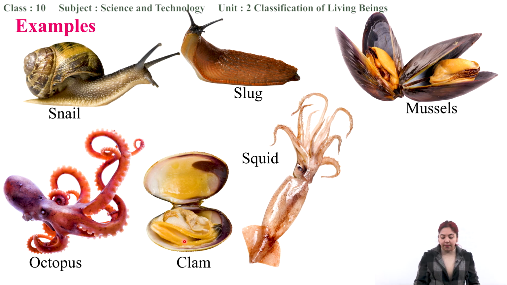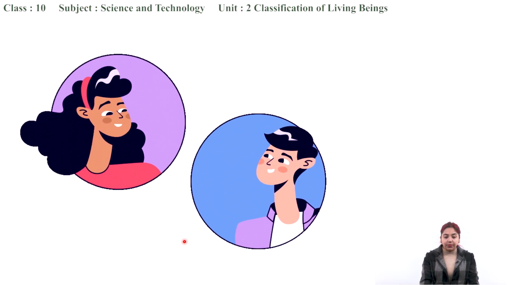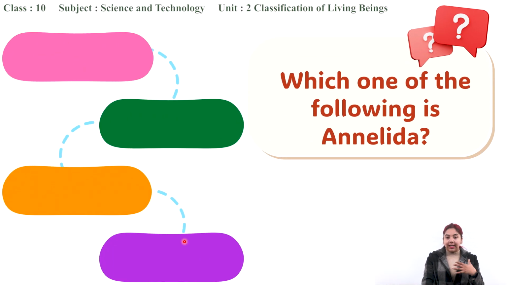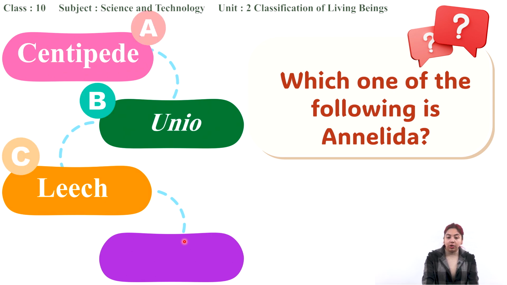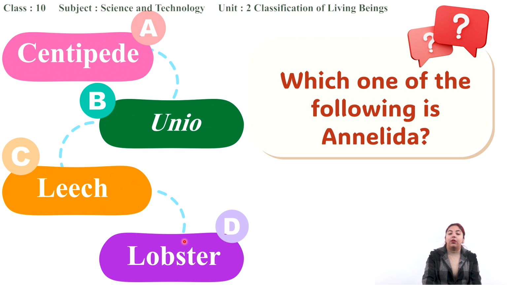So I have some questions for you guys to check if you have understood what I taught you or not. The first question that I have for you is, which of the following organisms belongs to the phylum Annelida? So we have centipede, nunio, leech and lobster. Which among these 4 organisms belongs to the phylum Annelida?